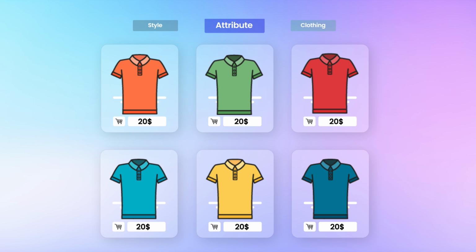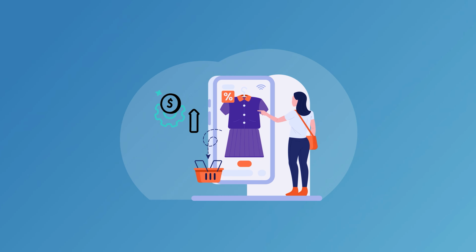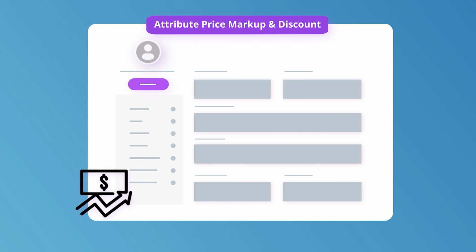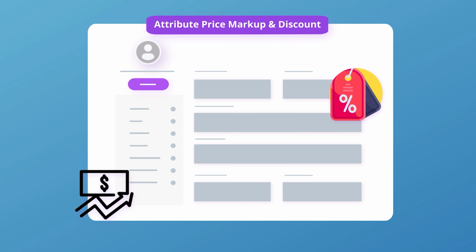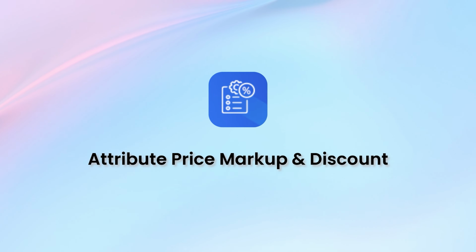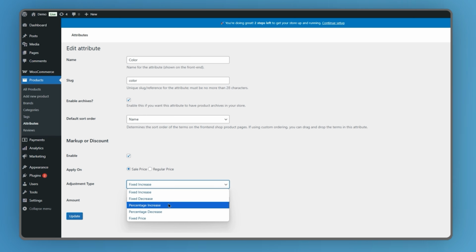Traditionally, e-commerce stores charge the same for products regardless of the attribute and term selection. But what if a selection costs more than the other? For example, a gold pennant costs more than a silver pennant. To offer markup and discounts at attributes or term levels, Addify attribute markup and discount. This extension allows store owners to offer discounts and markups based on attributes and terms selected.